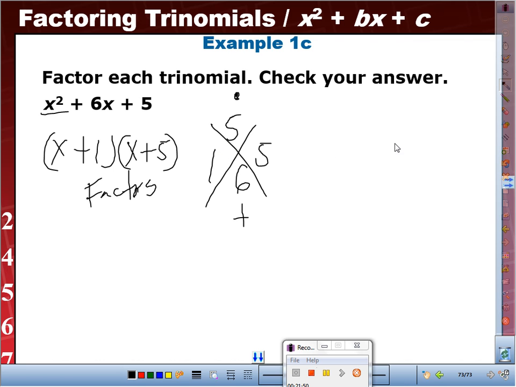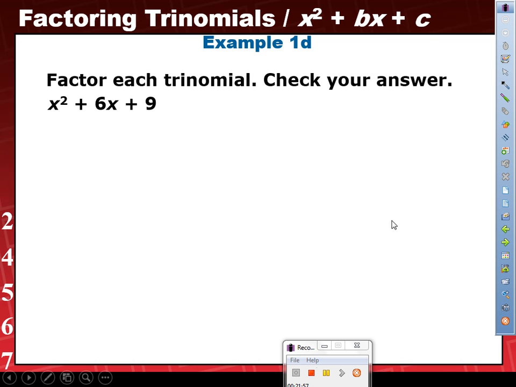Let's do another one. Copy this one. Let's see if you can do this one in 15 seconds. X squared plus 6x plus 9. Go.